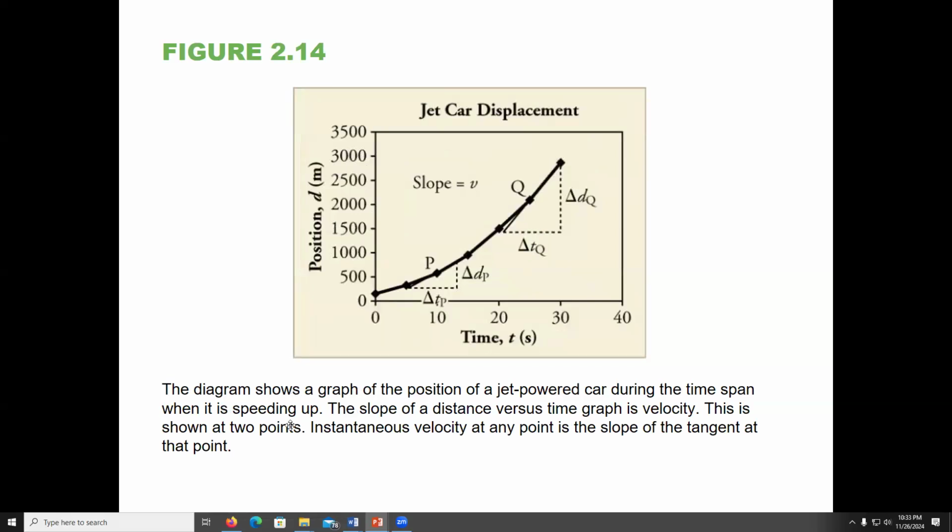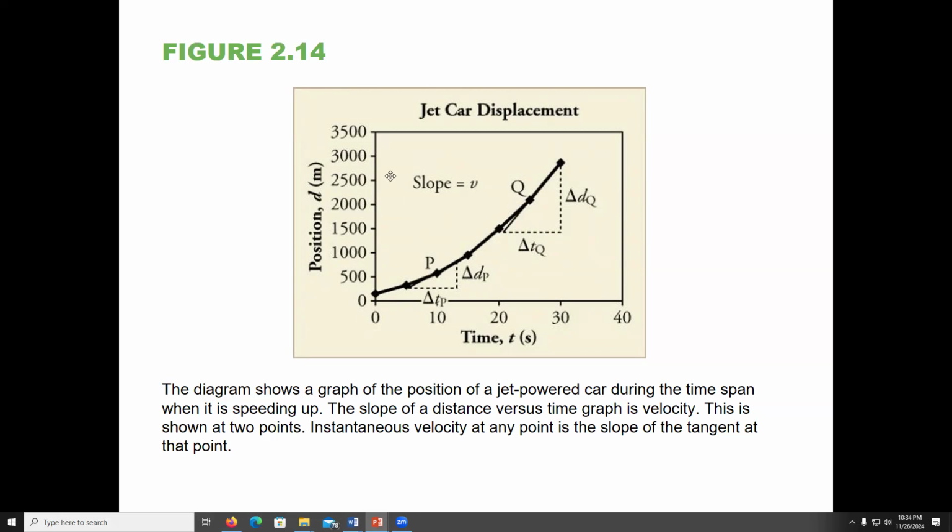So this diagram now shows a graph of the position of a jet-powered car during a time span when it is speeding up. So the slope of a distance versus time graph is velocity. If you divide the rise, distance, by time, that's going to be speed. So displacement divided by time is going to be velocity. So the tangential line, what is the tangential line? The tangential line represents the instantaneous velocity, the velocity at that instant.